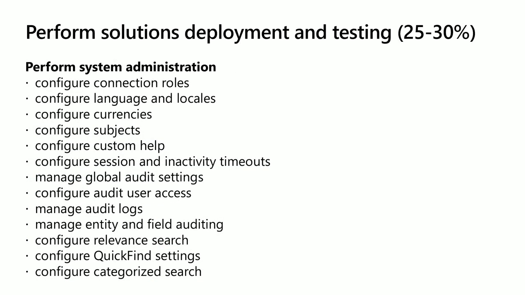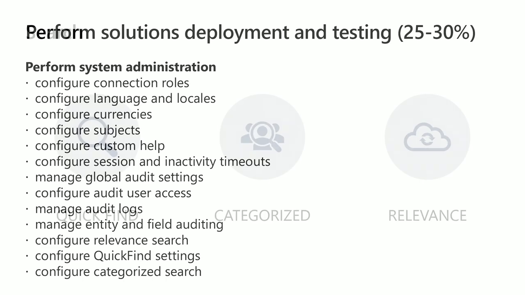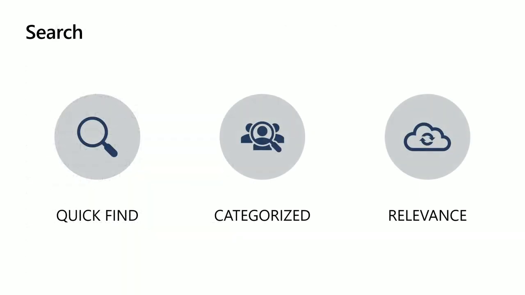There's a big long list here. But the main ones I've already covered: languages and currencies, audit. I'm just going to pick out one more: search. Relevant search is your friend. Learn how to enable it. Learn how to set it up. It uses Azure Search. So that's one I would look at.